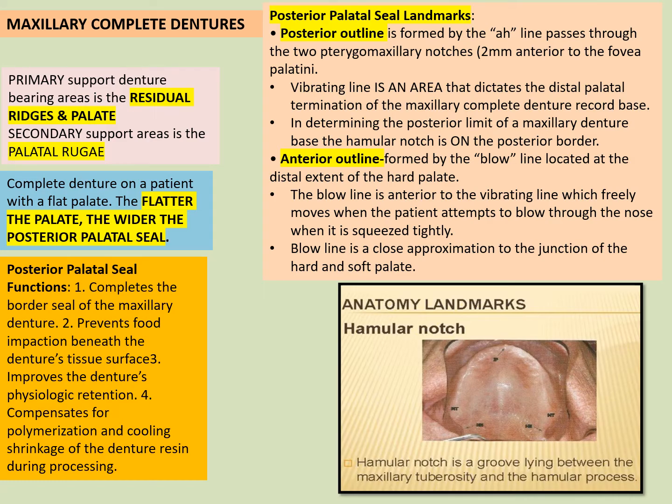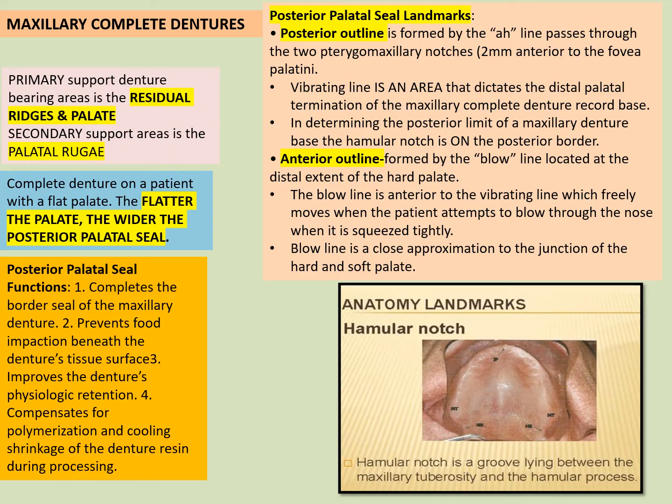Now, the main thing we should know is how to record the posterior palatal seal. The posterior palatal seal is a very important landmark for your maxillary denture, because for the maxillary denture the most important property is to have good retention. The function of the posterior palatal seal area is to complete the border seal of the maxillary denture to prevent food impaction beneath the denture tissue surface, to improve the physiological retention, and also to compensate for polymerization and cooling shrinkage of the denture resin during processing.